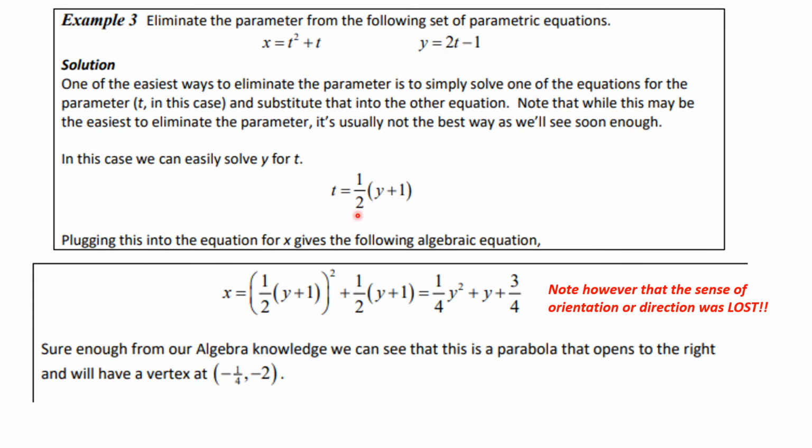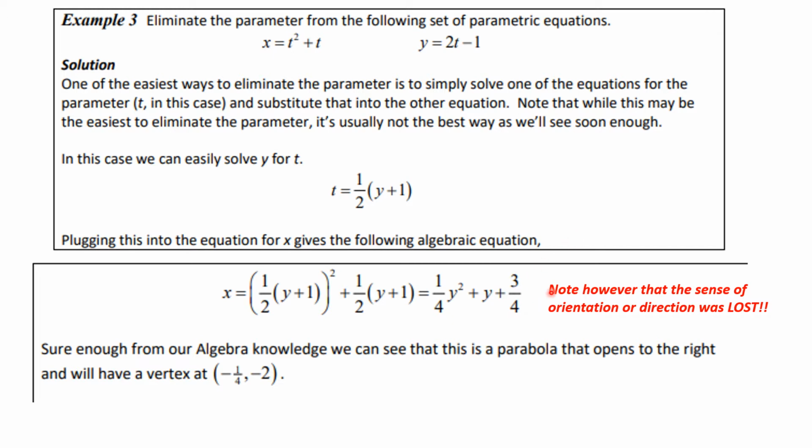Then we can take this for t and plug it into x. So we get that x is equal to, we're plugging this in for t, so x was t squared plus t, so it's that expression squared, plus that expression. And then we can do algebra to simplify this, and we get 1/4 y squared plus y plus 3/4.